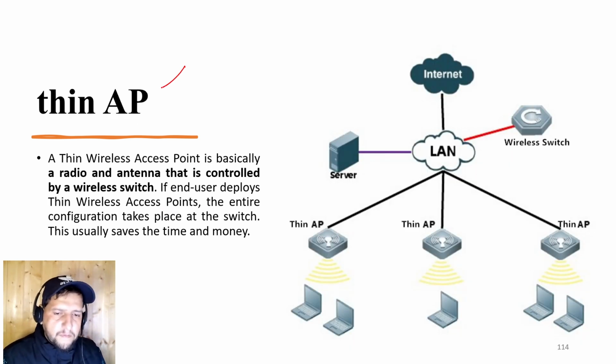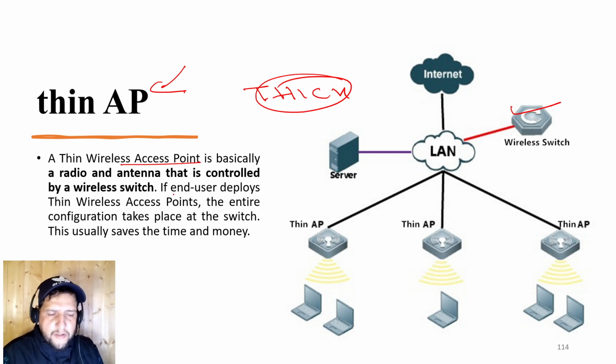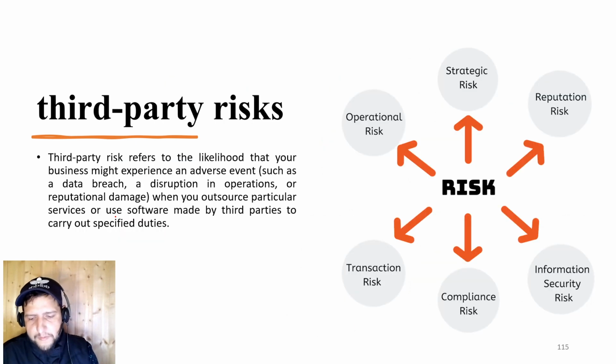Thin AP, which is controlled by a controller. There's also thick. Thick does not need a controller. So a thin wireless access point is basically a radio antenna that is controlled by a wireless switch. If an end user deploys a thin wireless access point, the entire configuration takes place at a switch. This usually saves time and money.